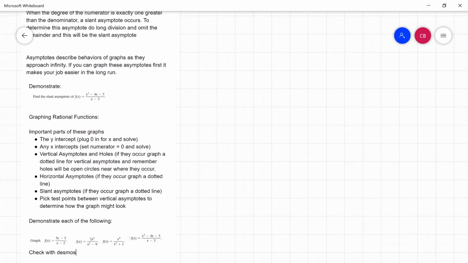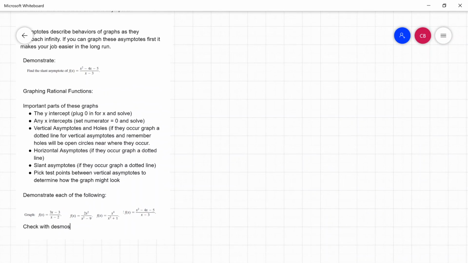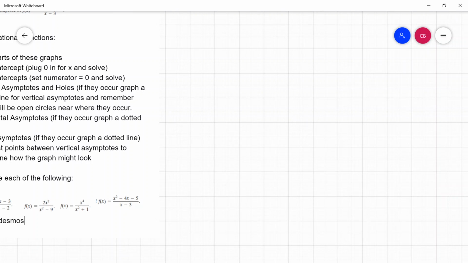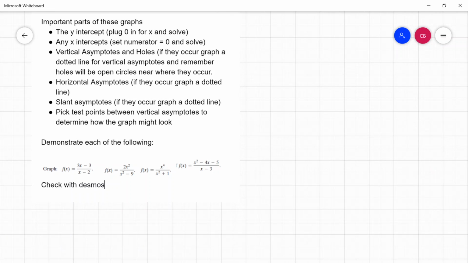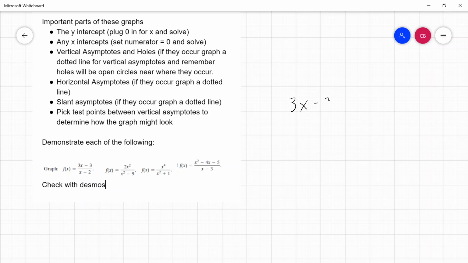Okay, so graphing the functions, the y-intercept is very important, the x-intercepts are important, slopes and asymptotes and holes are important, and so we want to pick test points at some point. So let's do a couple of these and we'll see what we can pull from all of this. First one we're going to do, we have 3x minus 3 over x minus 2.